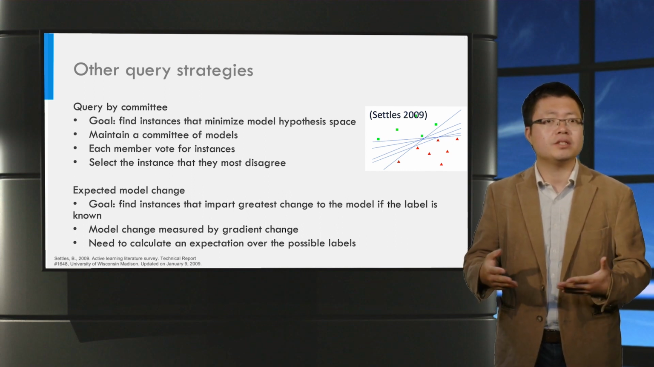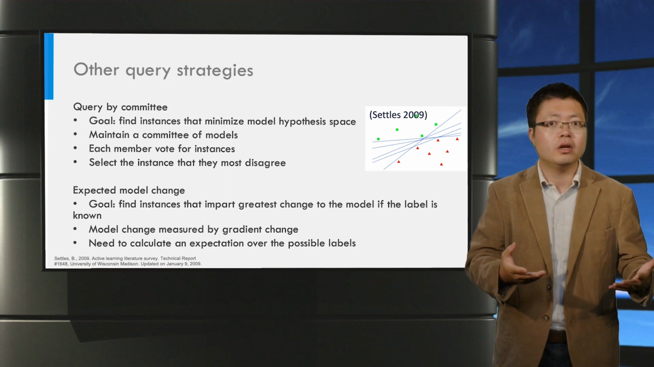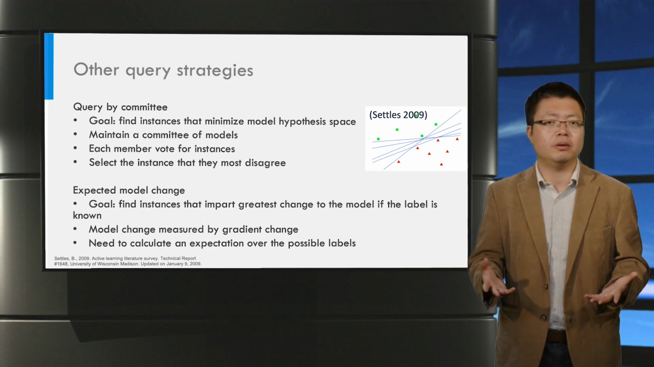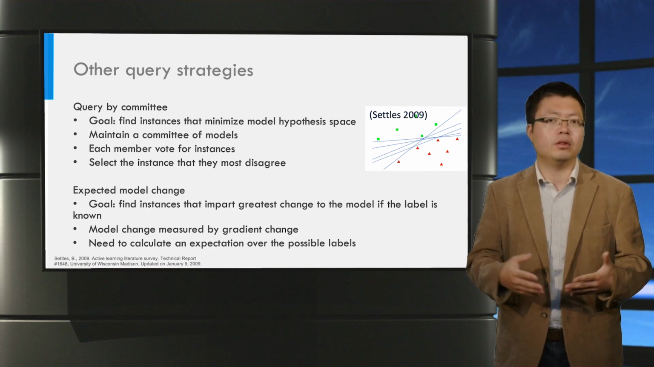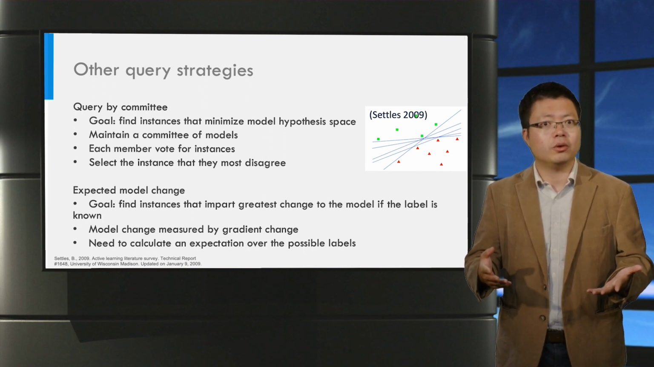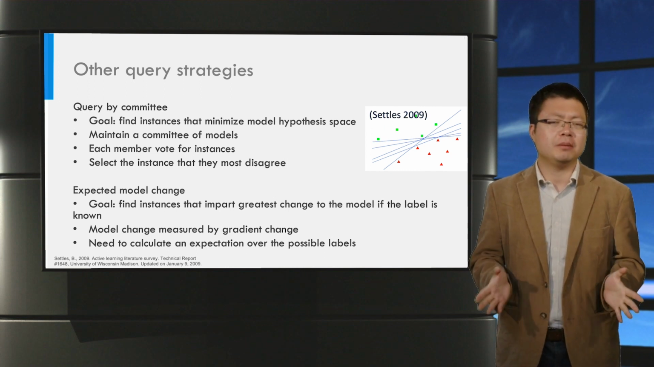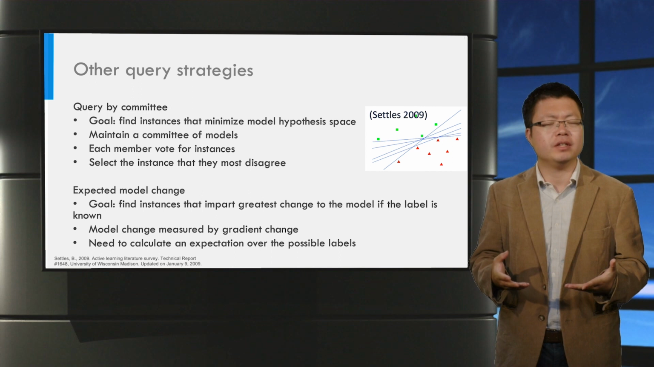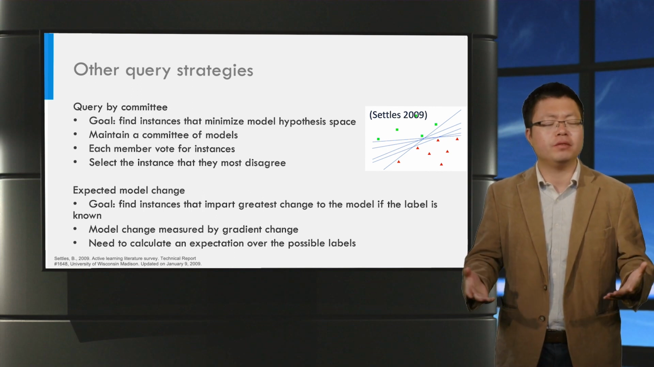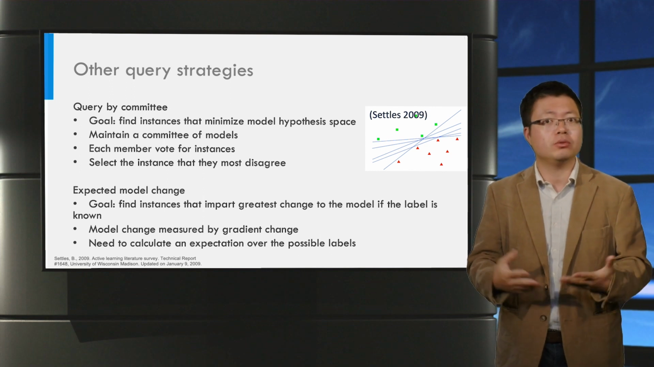What it does is first train a committee of models using different initial data, and then the models will vote for different instances to be queried. The method then selects instances that the different models disagree the most. The intuition is simple. Once we get the label of this instance, we best resolve the disagreement, making the models more agreeable to each other.